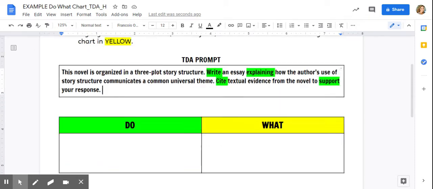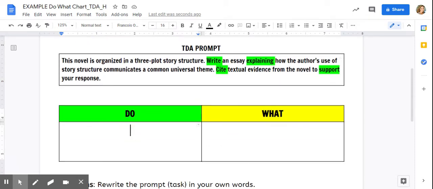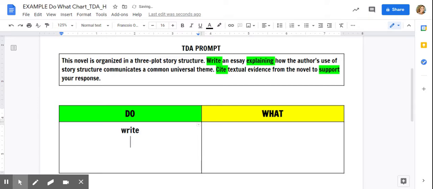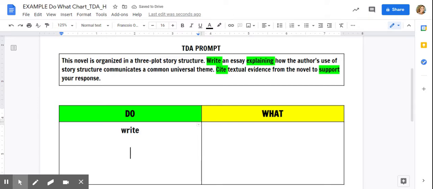So let's go ahead and just add these words to our chart underneath, under the do section. So write, give myself a little space. I'm going to tab or hit enter twice.